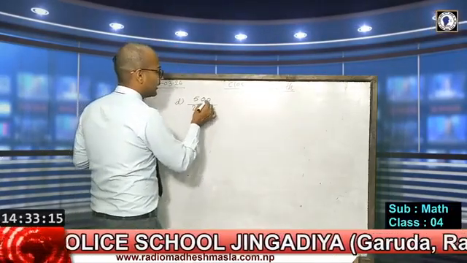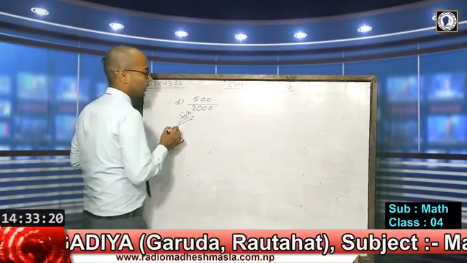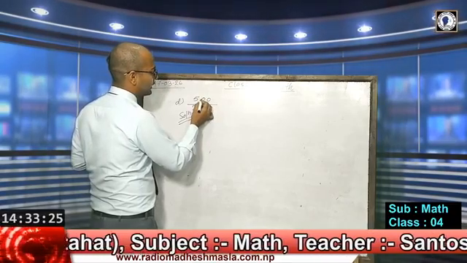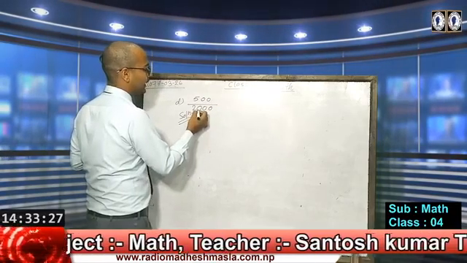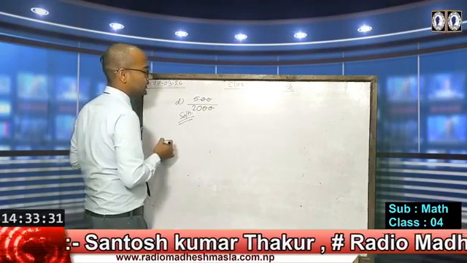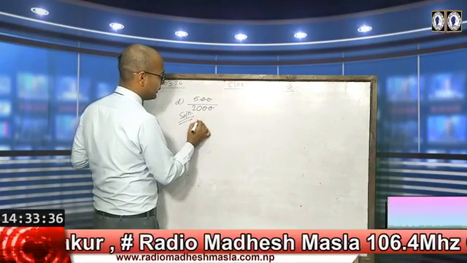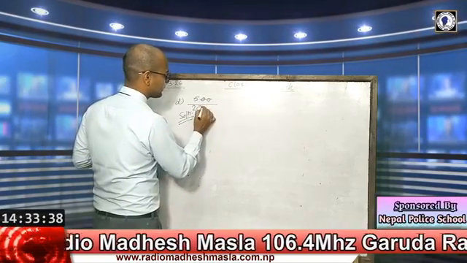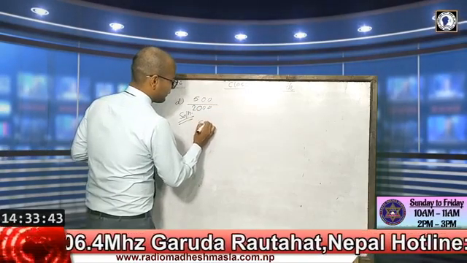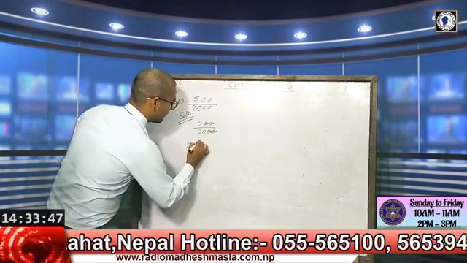First we should count the number of zeros, or cancel the equal number of zeros from the denominator and numerator. In the numerator there are only 2 zeros, and in the denominator there are 3 zeros. So we should cancel the same number of zeros. That means we cancel 2 zeros from the numerator and 2 zeros from the denominator. Then we have 5 by 20.